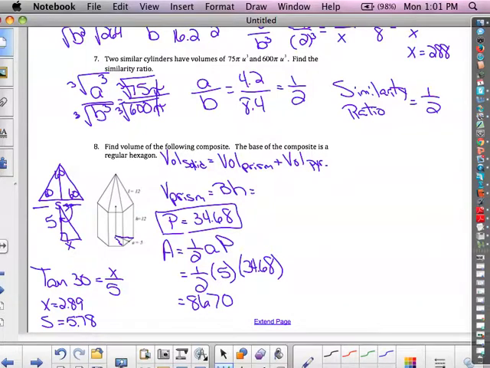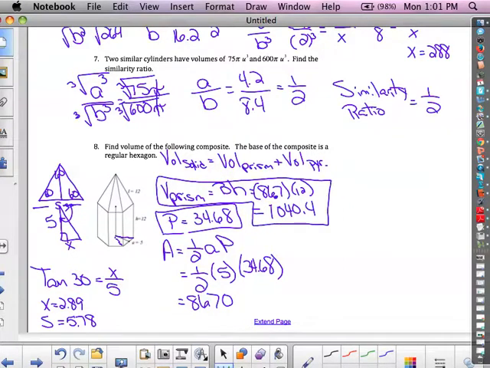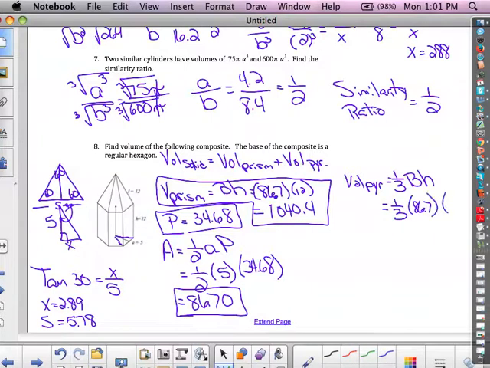So now the volume of the prism is the area of the base, 86.7, times the height, which is 12. So I have the volume of the prism is 1040.4. Then I need to find the volume of the pyramid. So the volume of the pyramid is going to be equal to 1/3 the area of the base times the perpendicular height. So 1/3, we already have the area of the base, 86.7, times the height. Again, I'm given the slant height.